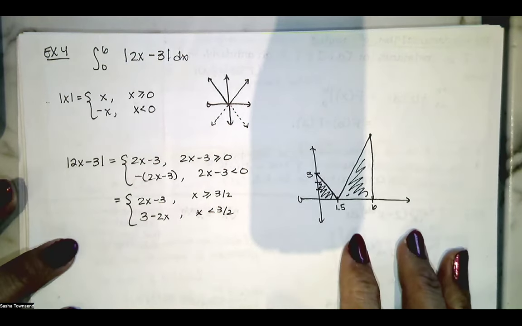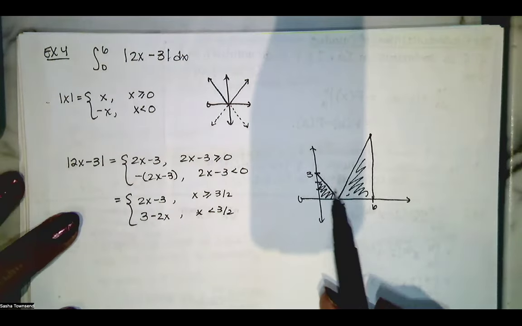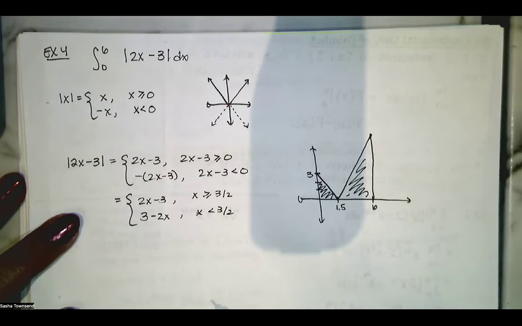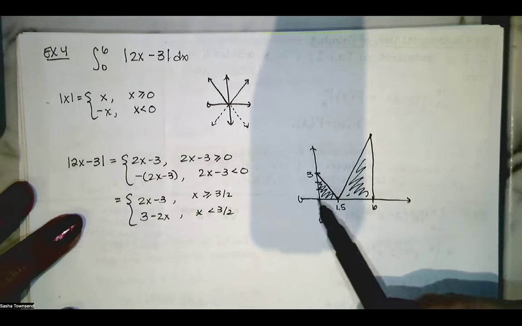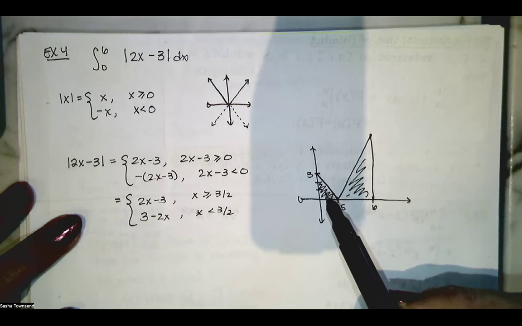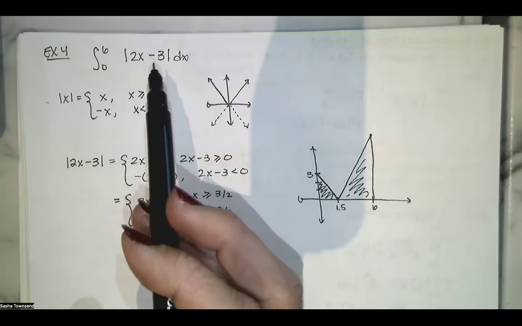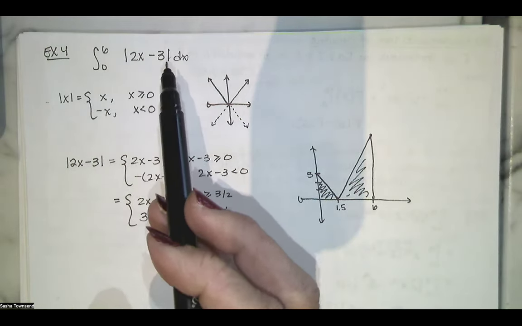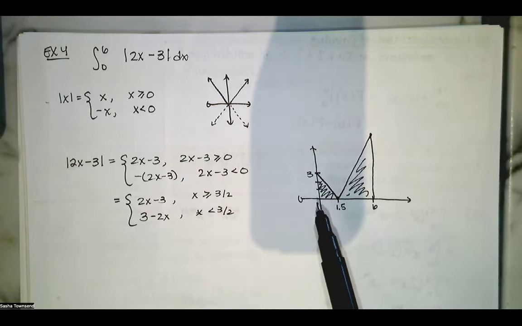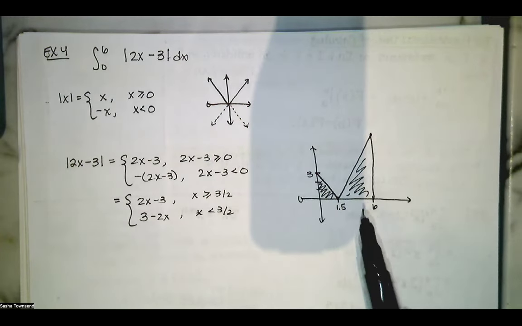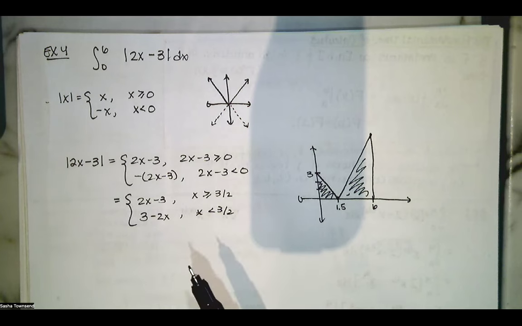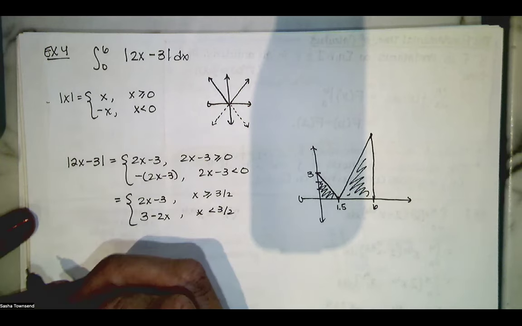Now, I have some options. If I want to find the value of this integral, I can use geometric formulas again, like we did before. We can just use those area formulas for the triangles: one half base times height for that area, one half base times height for that area, and add them together. Or we can use these functions to rewrite the absolute value and then integrate from 0 to 1.5 and then 1.5 to 6 as an application of the fundamental theorem of calculus. Let's do the simple way first.